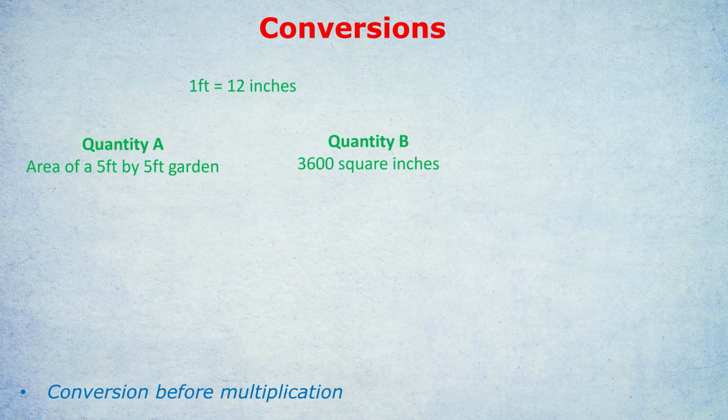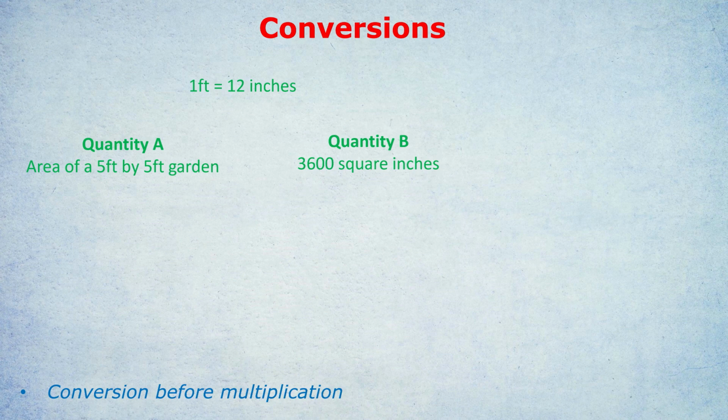If 1 foot equals 12 inches, and it does, what's bigger, the area of a 5 foot by 5 foot garden or 3,600 square inches? What is the number one mistake here that students might do? The number one mistake would be to multiply 5 foot by 5 foot, getting 25 square foot, and then multiplying that by 12 to get that into inches. Notice what they've done. They've done the multiplication, 5 times 5, before converting it into inches. And that gives you an incorrect answer.